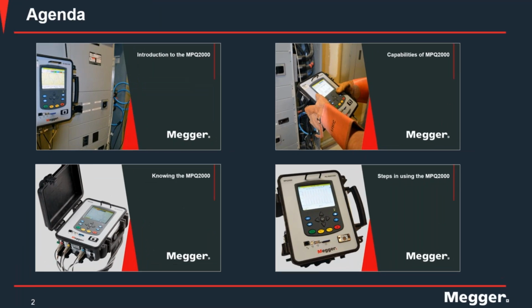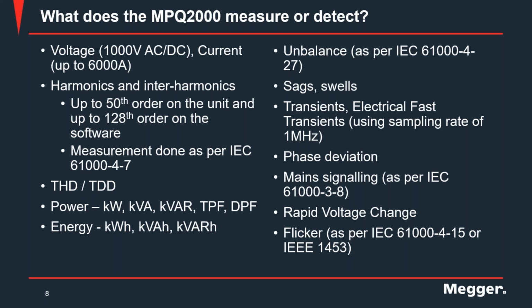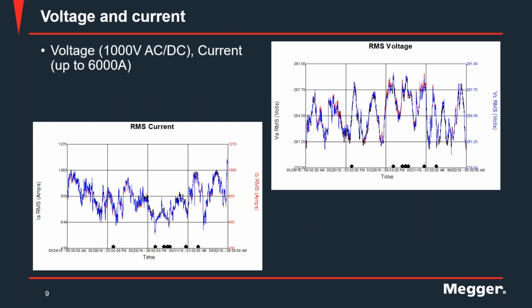Now let's get into the second section of the presentation, where we are going to look at what the MPQ 2000 is capable of measuring or detecting. So these are all the parameters and events or power quality phenomena which can be detected by the MPQ 2000. Let's go over these slides real quick, because Andy has talked about the theory and explained each of these topics a little bit. So let's run through this section comparatively quickly.